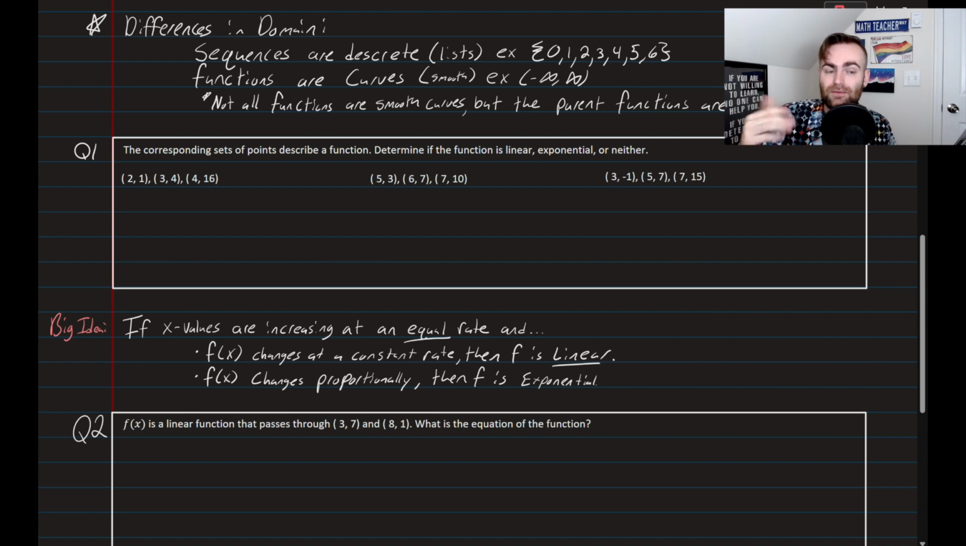Well, that just means that if you're adding the same number each time, it's linear, and if you're multiplying by the same number each time, it's exponential. You do have to be careful that the x values, the inputs, are incrementing by the same amount.